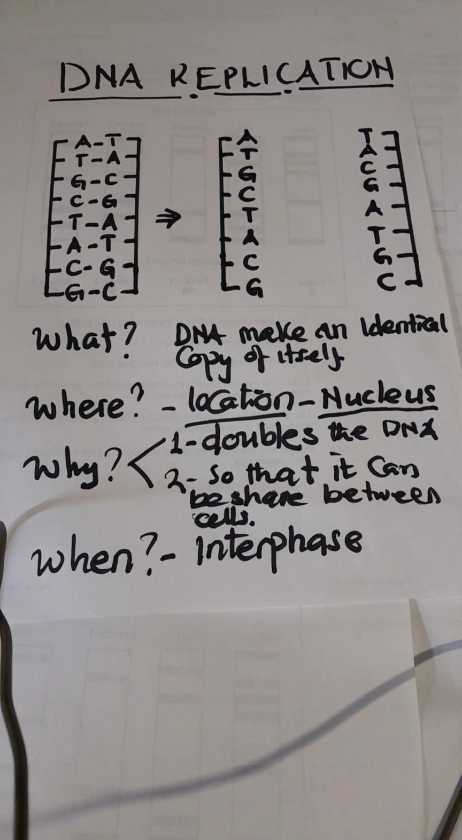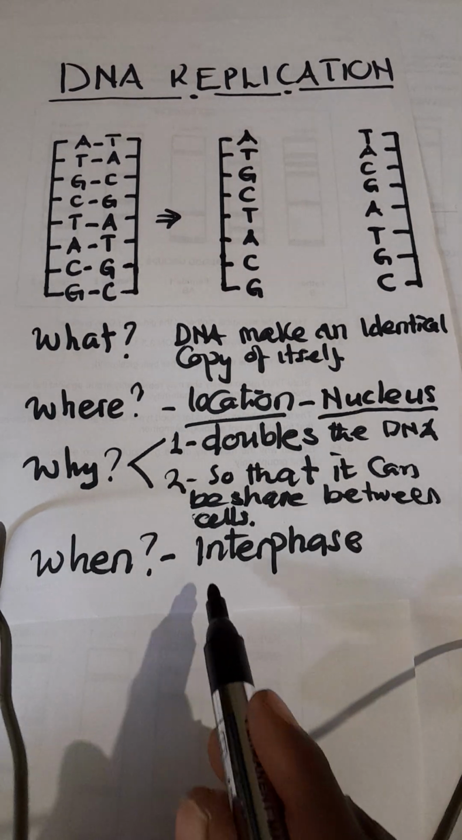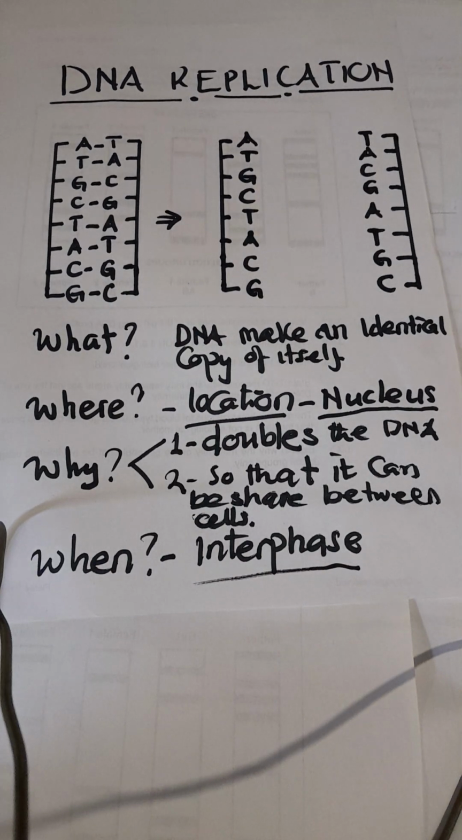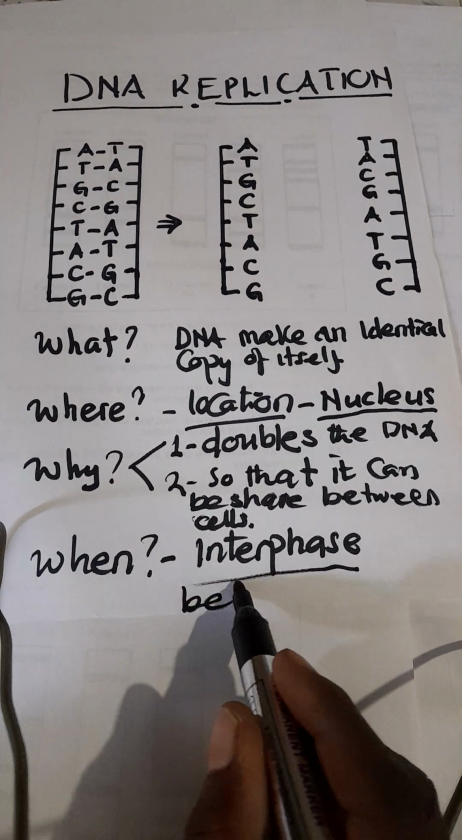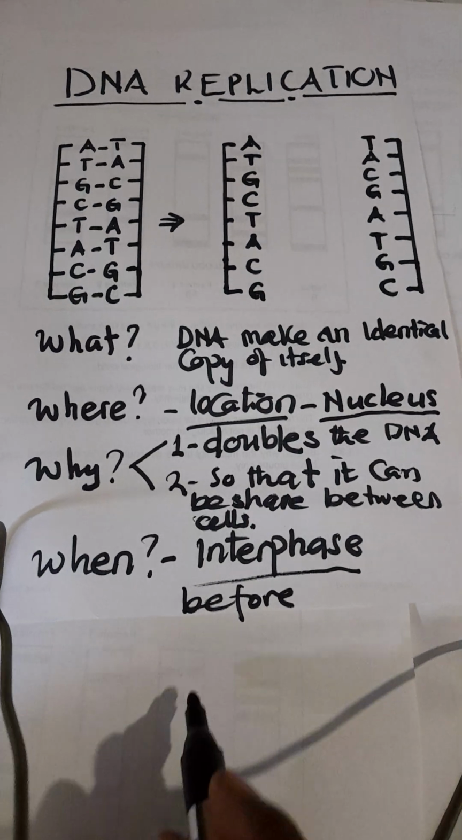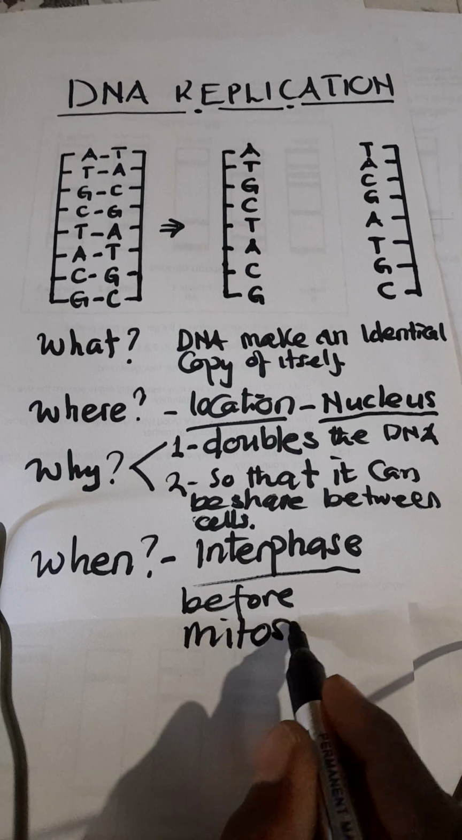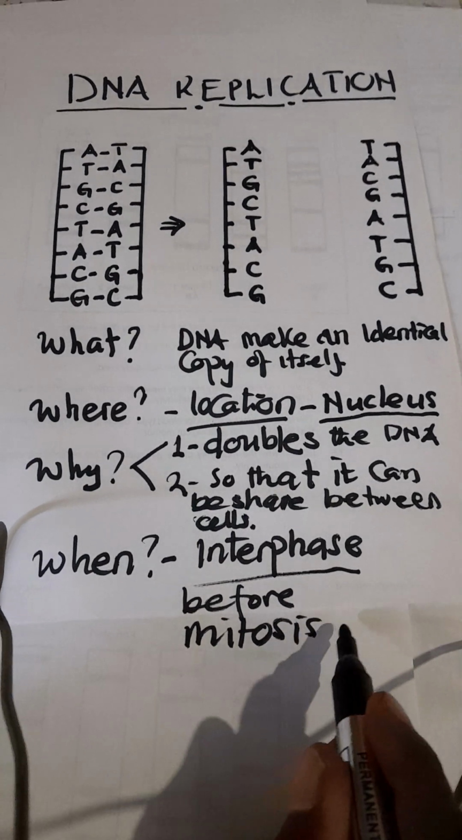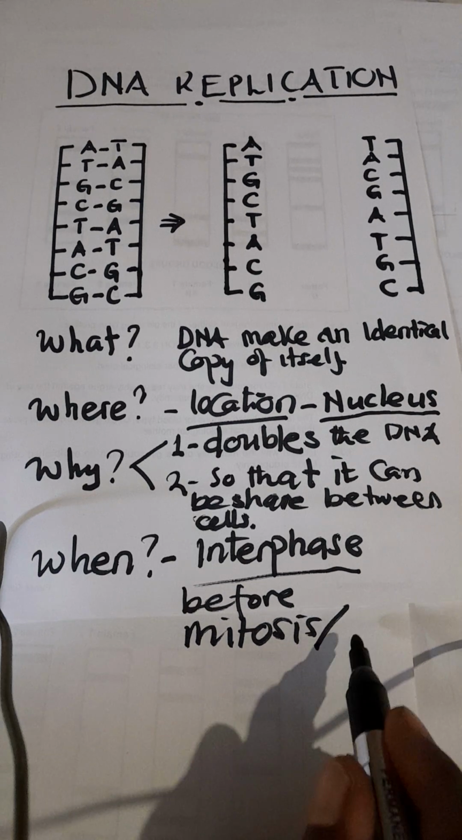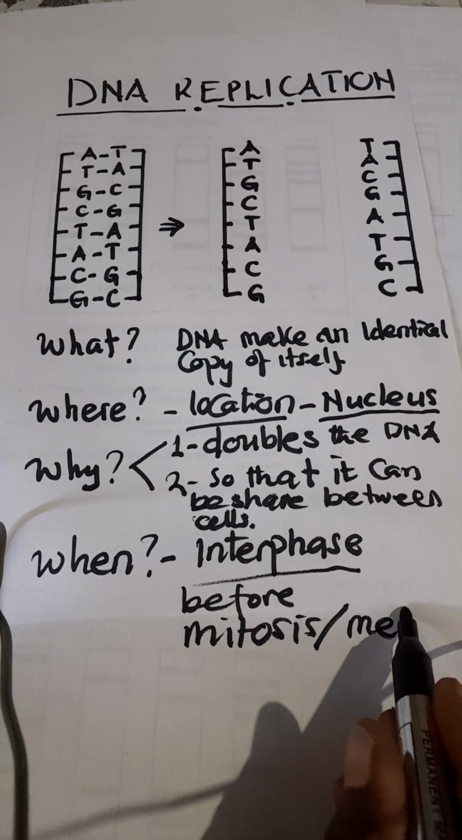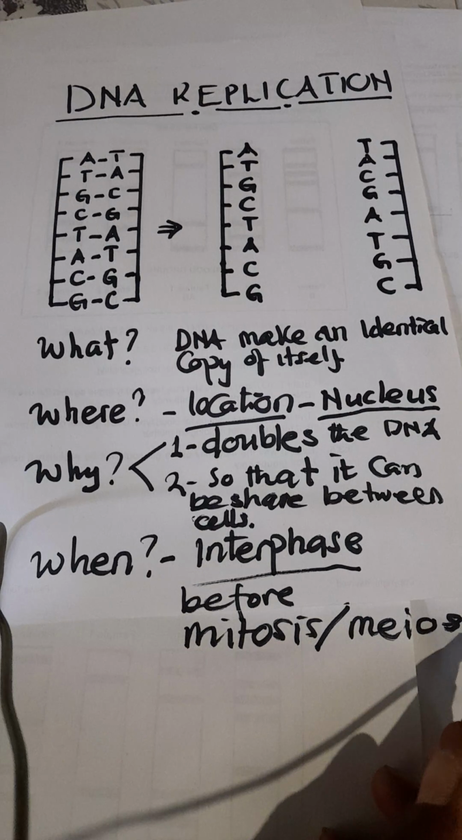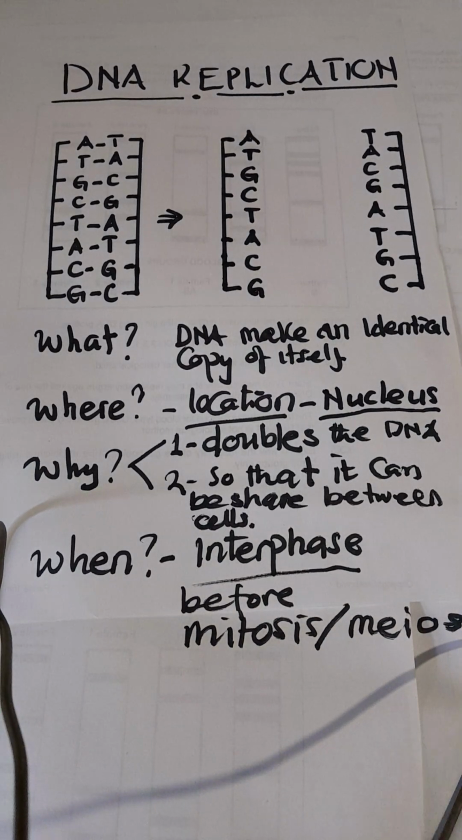Okay. Now, when does it take place? Remember, it takes place during interphase. Now, interphase is a process that occurs way before mitosis. Remember, I talked about mitosis as cell division. Before mitosis, before the process of meiosis, which is gamete formation. Okay. So now we know why this process is very important.